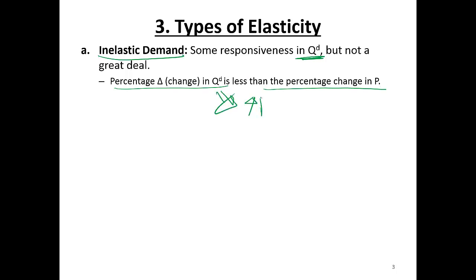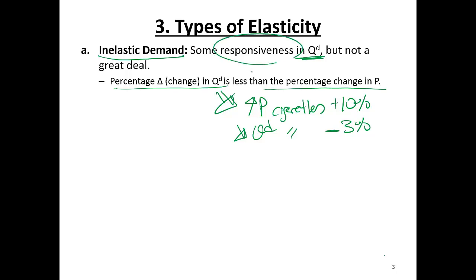You increase the price of cigarettes by 10 percentage points, so it's a positive 10%. Quantity demanded of cigarettes went down. Yes, that was the purpose. However, by 3 percentage points. Yes, there is responsiveness, but not a great deal.